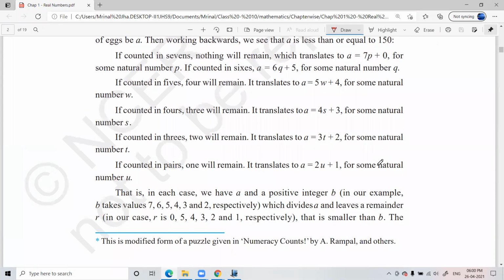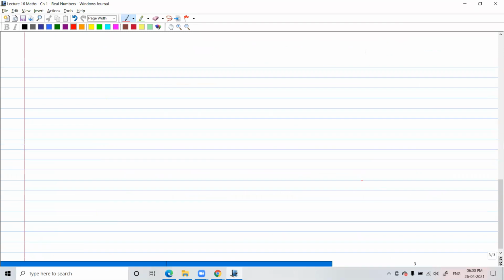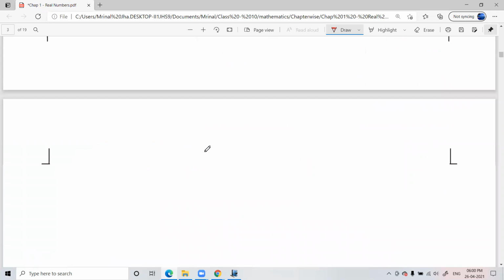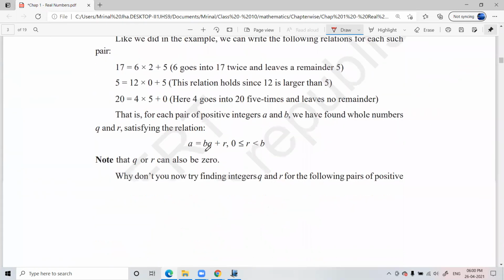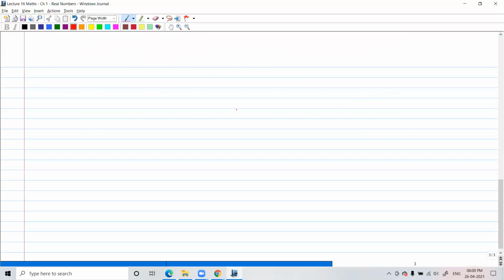Okay. But while doing all that, we have learned a very powerful idea: any number, whatever number we have, can be written in this division algorithm form. Dividend is equal to divisor into quotient plus remainder. This is a very important idea, which is what is called Euclid's division lemma. This is Theorem 1.1, the first theorem of this chapter. Euclid's division lemma talks about the same thing.